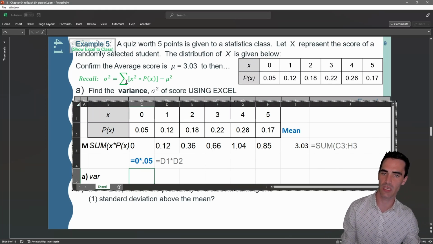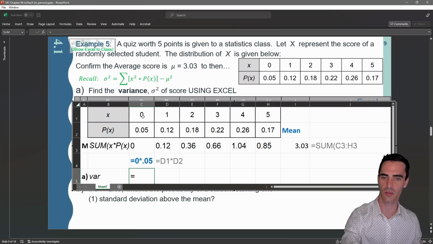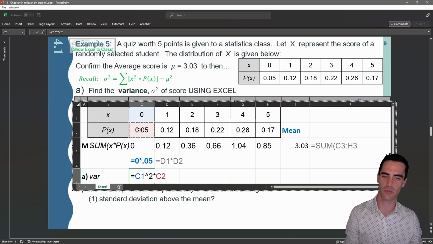I need to first have the sum of X squared times P of X. And so I'll do the same steps we did before, where I'll use cell reference. I'll write equals X. In order to square things, you can use the little caret symbol. It's shift 6 to write the caret symbol. I want to square it. So that's X squared times probability. I can just click it, C1 raised to the squared times C2. I can type in equals, and it'll say, oh, look, I gotcha.